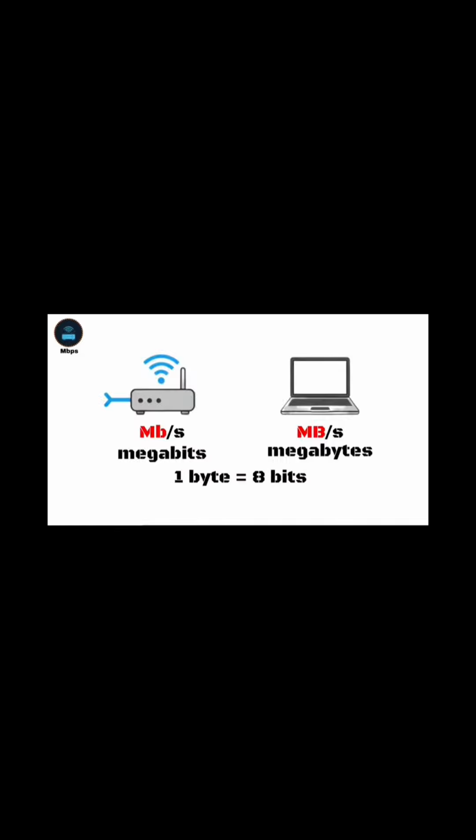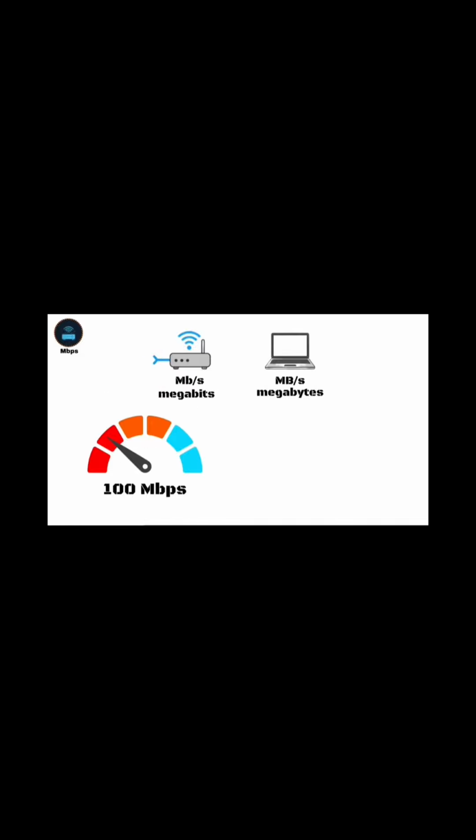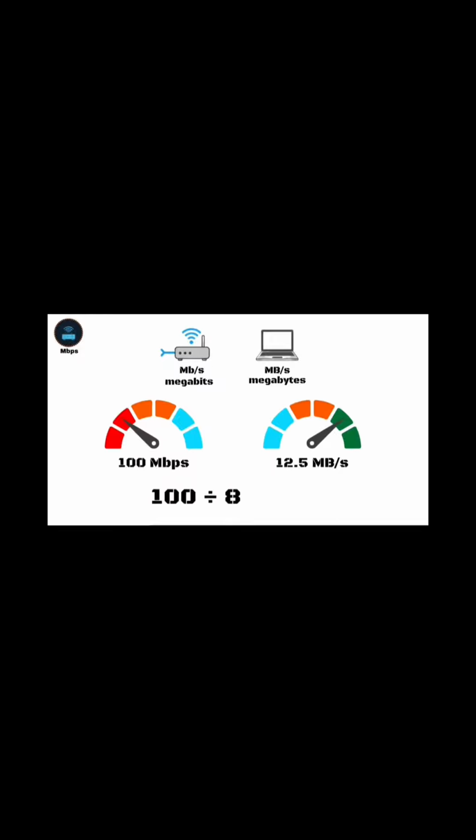But here's the key detail that most people miss. Internet providers measure speed in megabits, while your computer or phone shows download speed in megabytes, and 1 byte equals 8 bits. So, if you have a 100 megabits per second internet plan, your real download speed will show around 12.5 megabytes per second, because 100 divided by 8 is equal to 12.5. That's why you might see your browser downloading a file at 12 megabytes per second, even though your ISP promised 100 megabits per second. It's not slower, it's just a different unit.